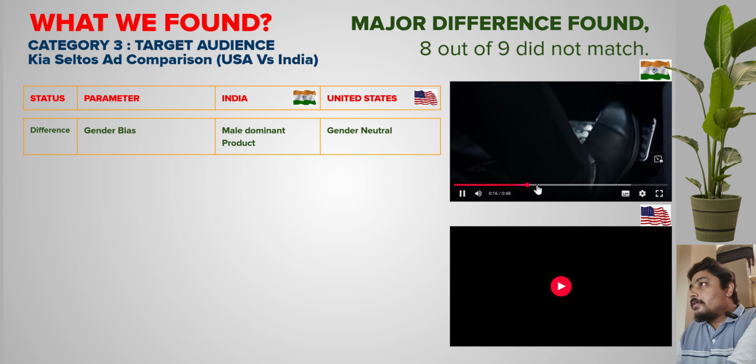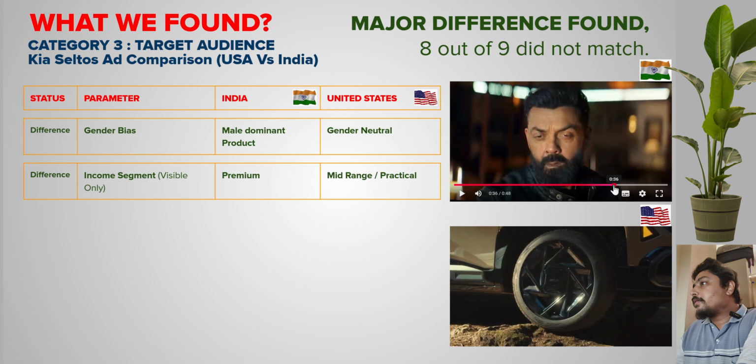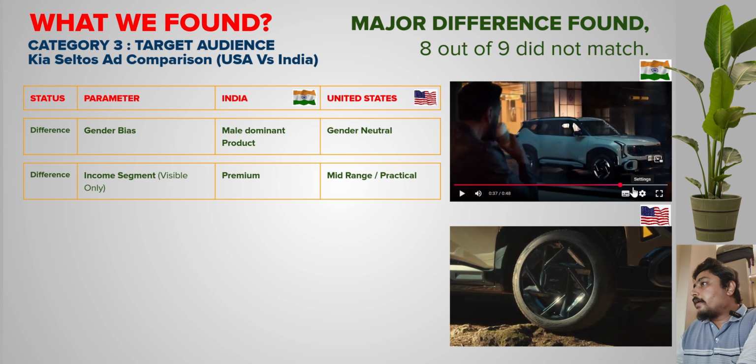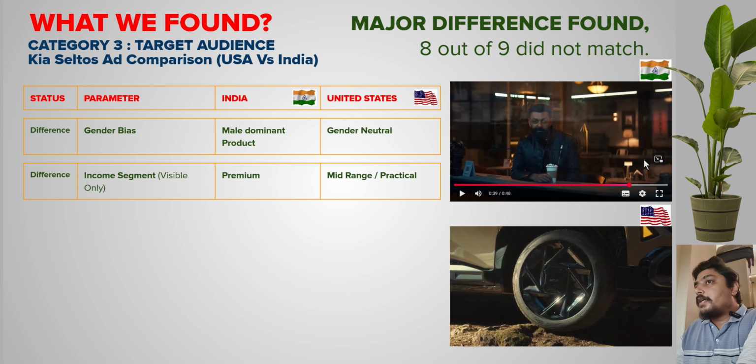kind of scenario that they have shown in the ad and the overall surroundings of the ad, where the ad was shot, the kind of characters that they have taken, the kind of actors and characters that they have shown in the ad is kind of a premium side. So we have marked this income segment as a premium segment, but in the United States we can see it as a mid-range or a practical income segment.